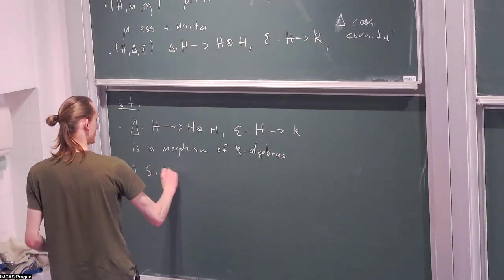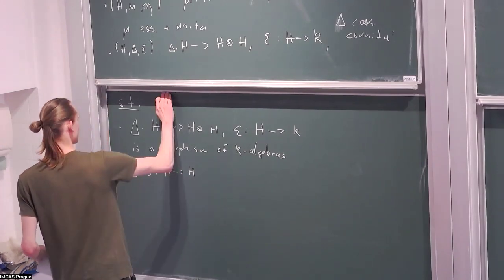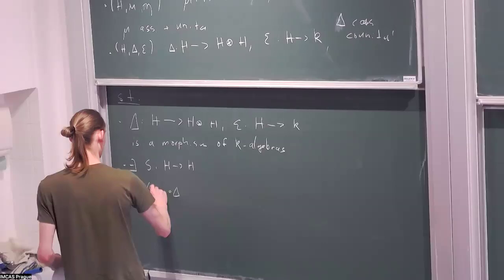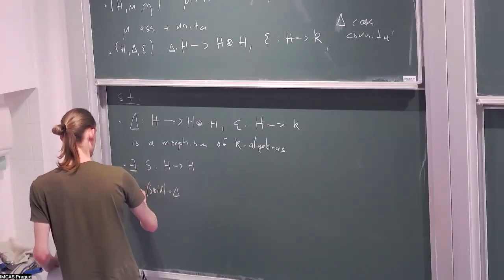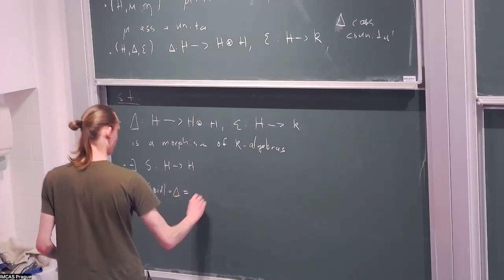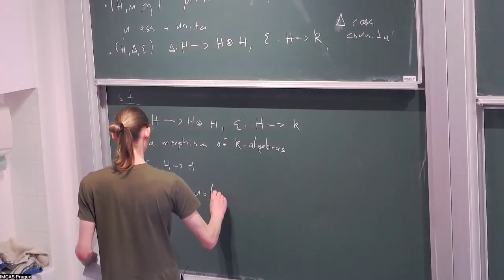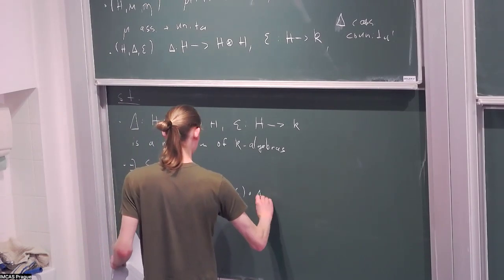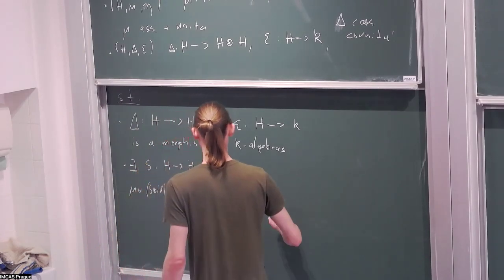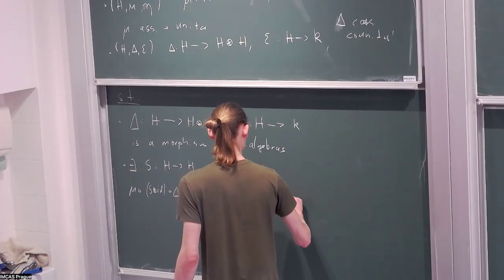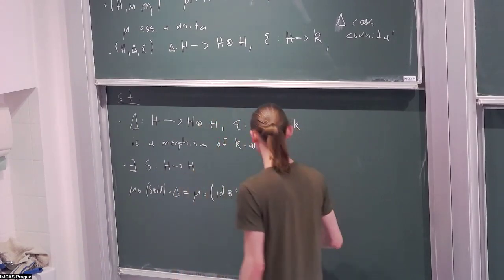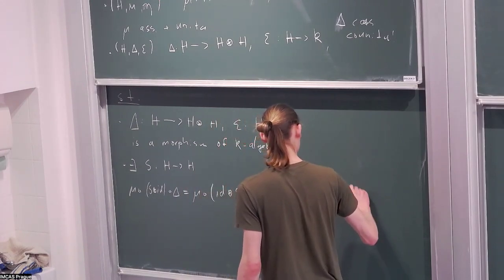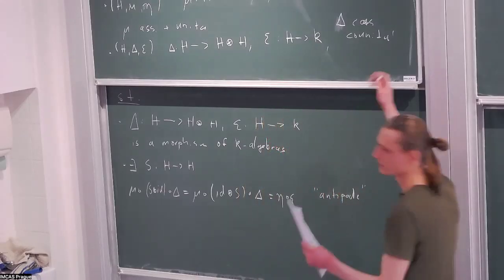exists a map S from H to H, such that if I first do the coproduct, then either doing S tensor H and then multiplying, or the same thing where I do this map S on the second component, should give me eta composed with epsilon. Such a map is called an antipode. Okay, so this is a Hopf algebra.